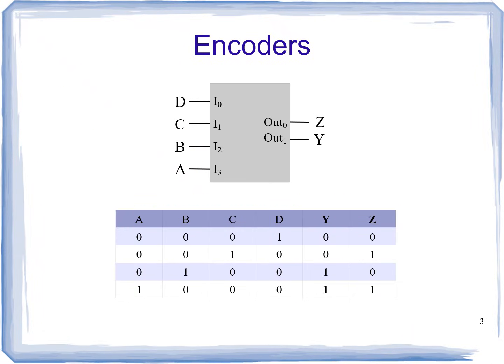Here we are going to use a 4 to 2 encoder. So the inputs are 2 power 2 and the output is 2. The inputs are taken as A, B, C, D and the outputs as Y and Z. If D is enabled, the output is 0 and 0. If C is enabled, the output is 0 and 1. If B is enabled, the output is 1, 0. If A is enabled, the output is 1, 1. In the encoder, it encodes the input as binary values at the output.